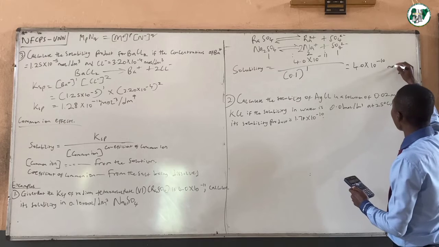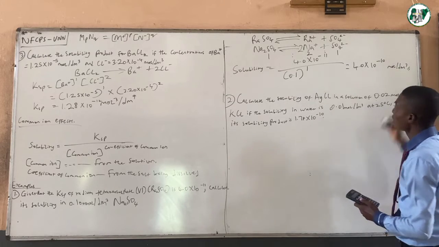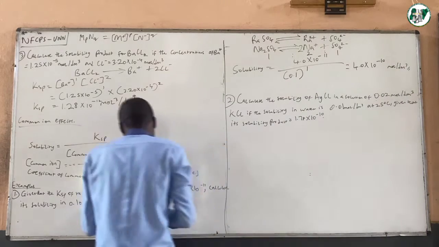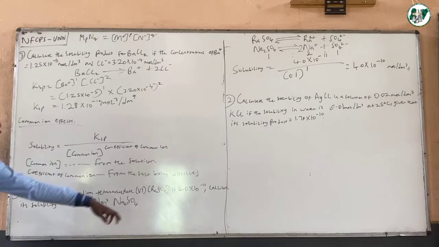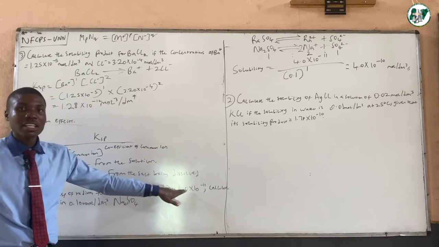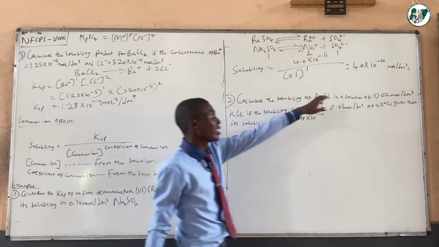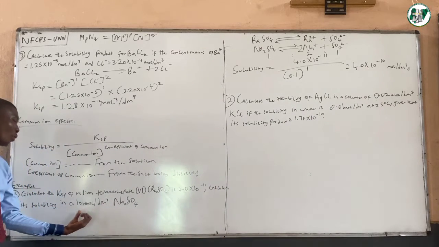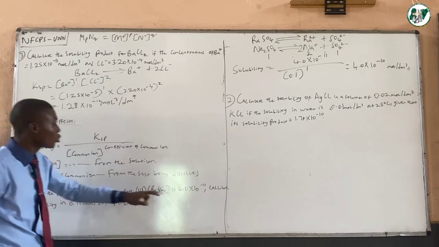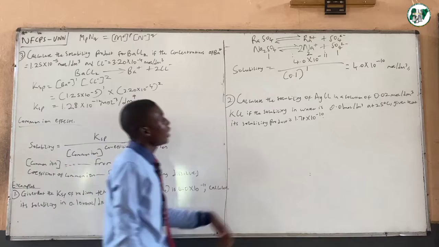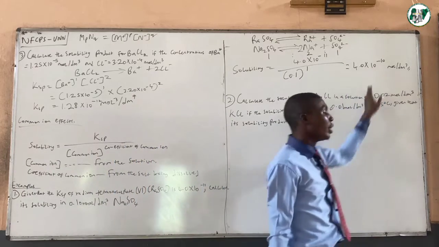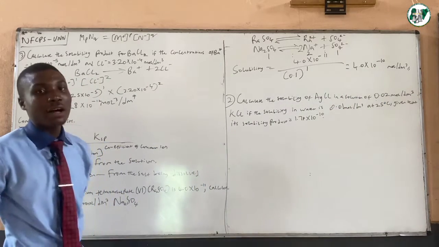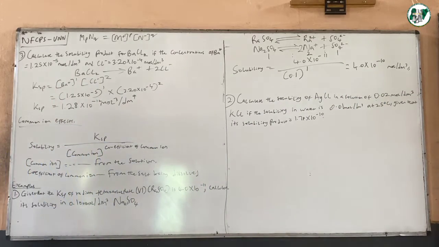So mole per dm cube. So this is the solubility of the radium tetraoxosulfate 6. This is the solubility in water, but this is the solubility in sodium tetraoxosulfate 6, in 0.1 mole of sodium tetraoxosulfate 6. So this is actually higher than that particular value. So that is that about that.